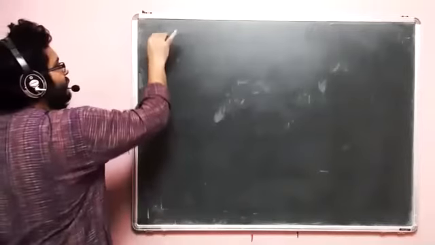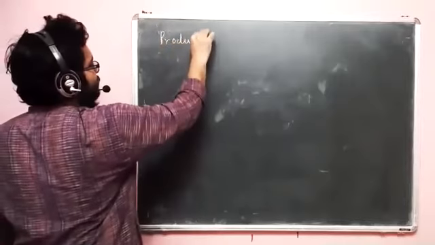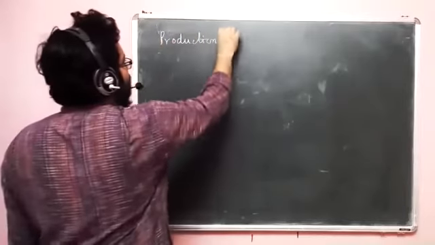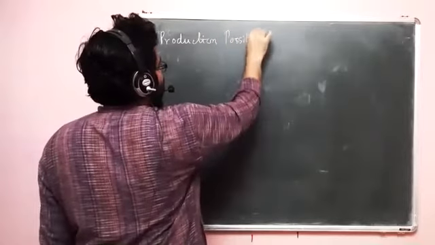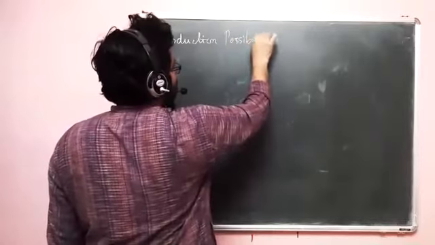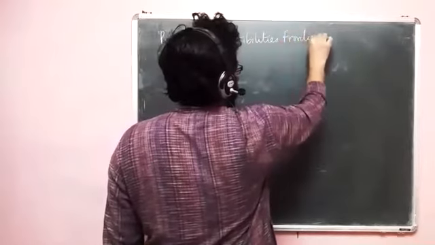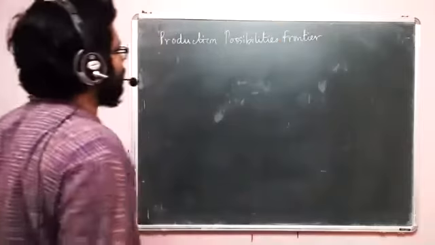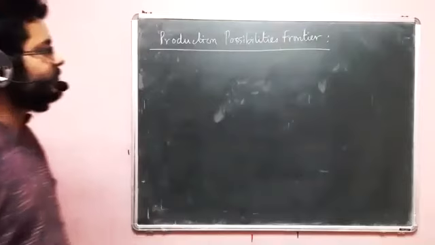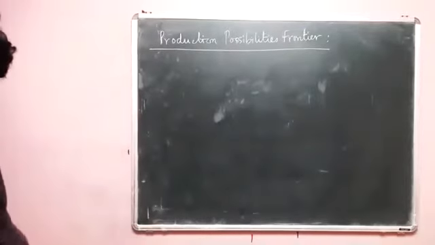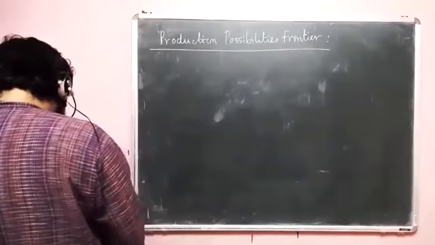Now, another component that we'll talk about is the production possibilities frontier. In short, it shows the ability of the economy to produce. Okay. So again, we'll start with the definition.